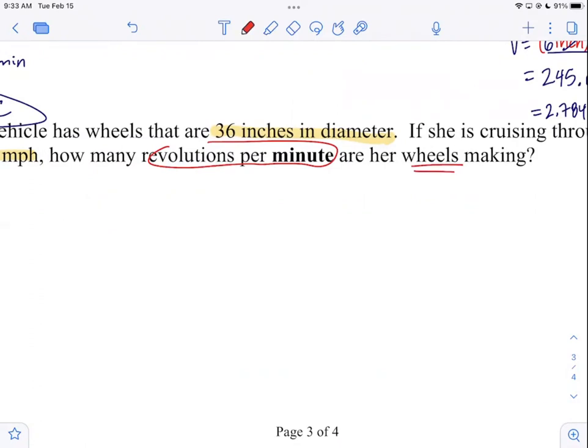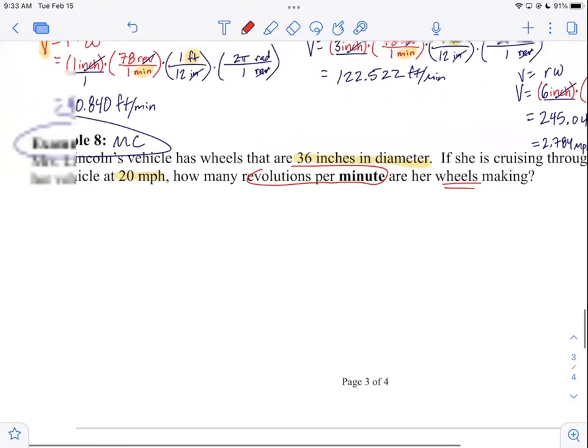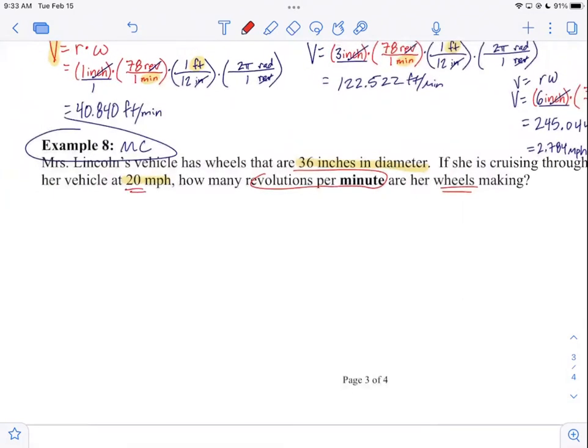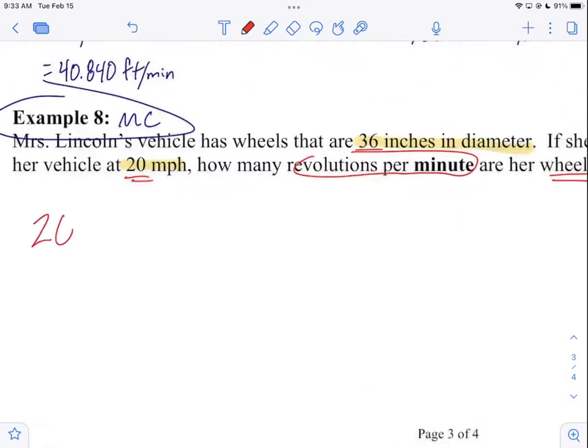Okay. Now, here's how we do this type of problem. Instead of using the V equals R omega, we're going to start with the variable quantity. Which of those two values that I give you is the variable? Which one has the ability to change? 20, right? So start with the variable quantity, 20 miles per 1 hour.